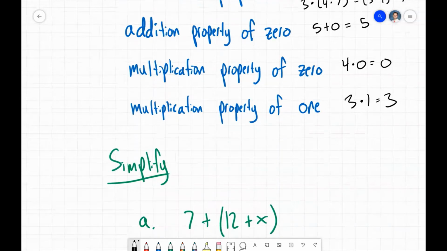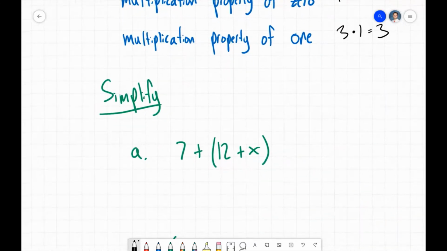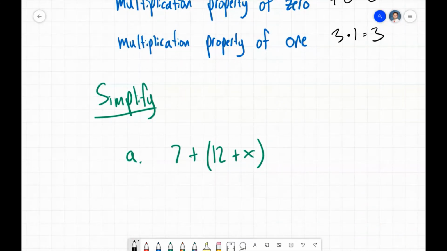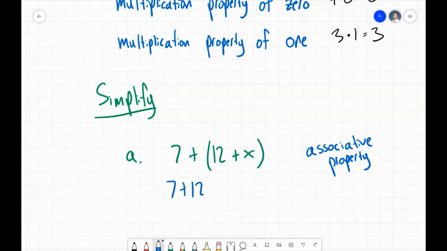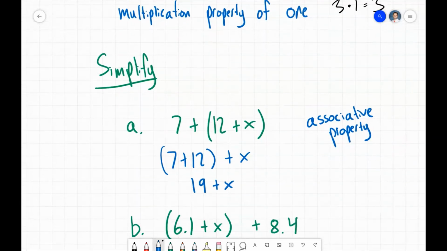All right, so we are going to use these properties to help us simplify some algebraic expressions. So, for example, we have 7 plus, in parentheses, 12 plus x. Well, we could use the associative property here to change this grouping. So instead of 7 plus 12 plus x, we could do 7 plus 12, in parentheses, plus x. And we know that 7 plus 12 is equal to 19. So we could simplify this expression rather than having 7 plus, in parentheses, 12 plus x. Now we have 19 plus x.